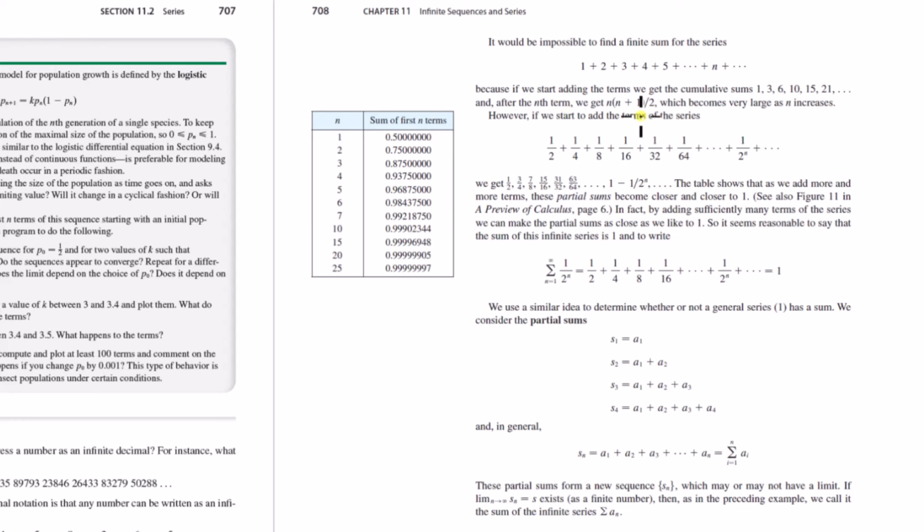Okay, and where did they get this n times n plus 1 divided by 2? Well, this comes when you determine the arithmetic series formula, the partial sum formula. So if you wanted to find the sum of the first 10 terms of this arithmetic series, then you plug in n equals 10 and you get the sum of the first 10 terms.